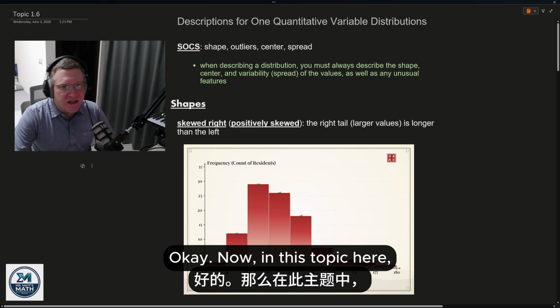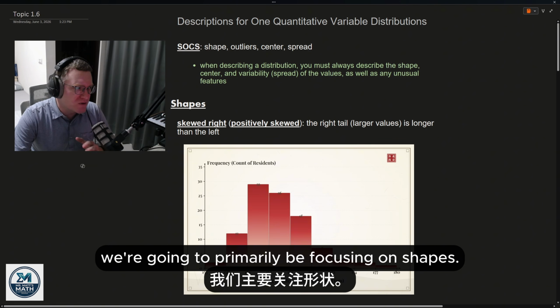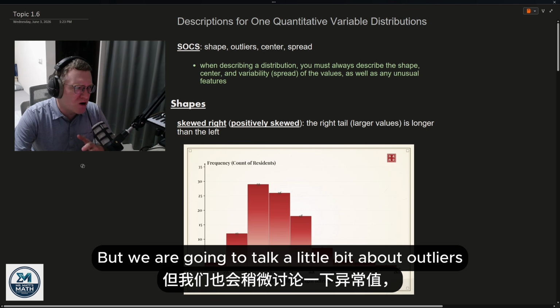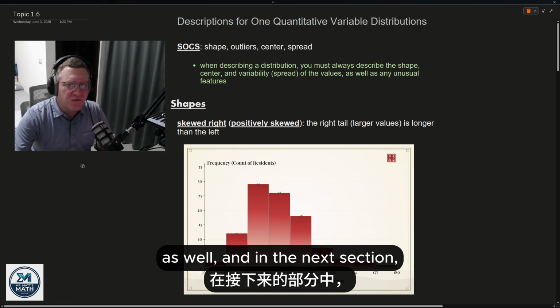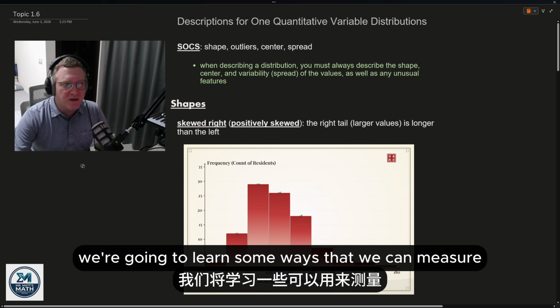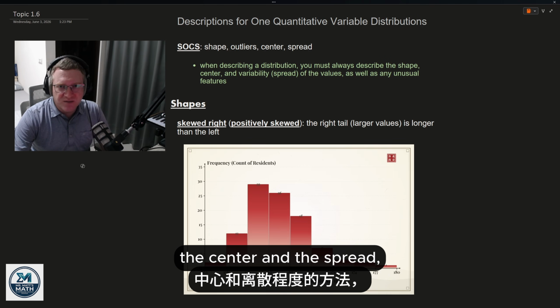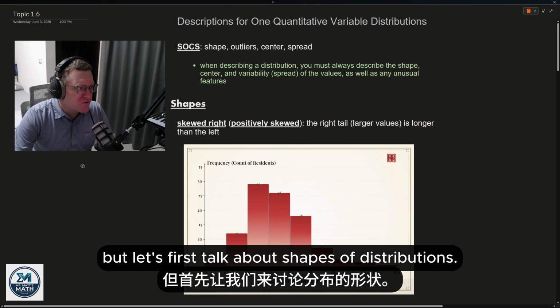Now, in this topic, we're going to primarily be focusing on shapes, but we are going to talk a little bit about outliers as well. And in the next section, we're going to learn some ways that we can measure the center and the spread. But let's first talk about shapes of distributions.